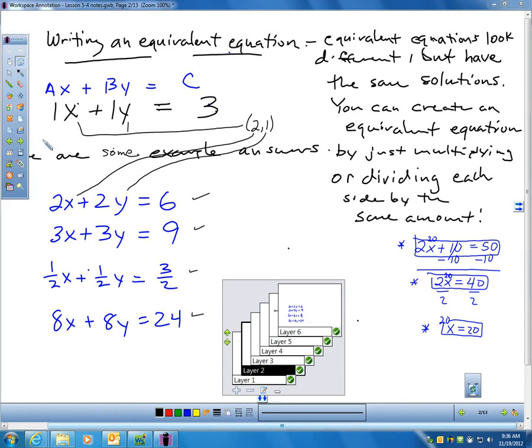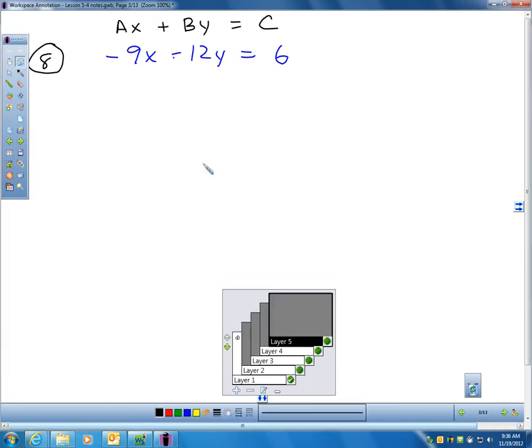And you'll see in your homework that's the first thing they'll ask you to do. If you go ahead to page 314, the first block of problems, 5 to 10, is just you writing equivalent equations. So for example, in number 8, it's negative 9x minus 12y equals 6. And the directions are to write two equations in standard form that are equivalent. Well, here's a couple of equations.